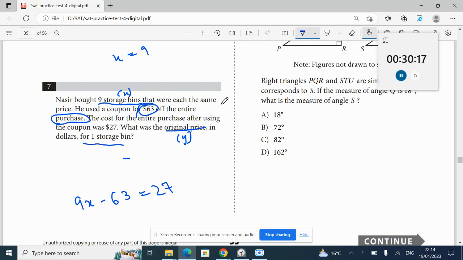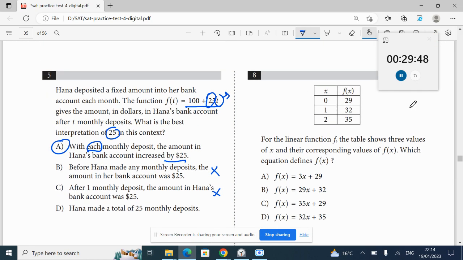So this is how question number 7 has to be solved. X is the number of storage bins, and there are 9 storage bins, so X multiplied by 9, and 63 is the coupon, so minus 63, and it equals 27, because 27 is the total price. So one storage bin equals 10, right? Let's go on to question number 8.